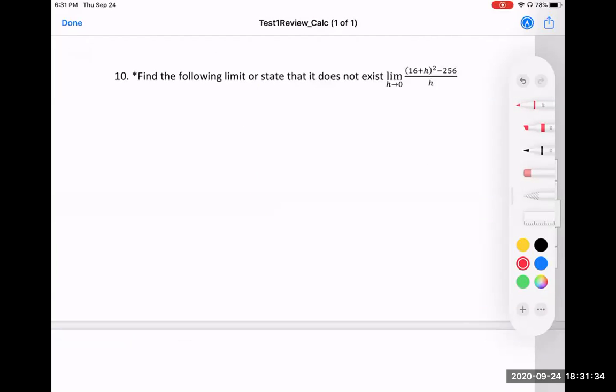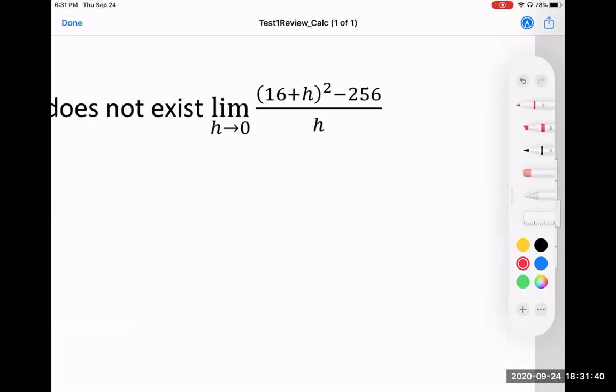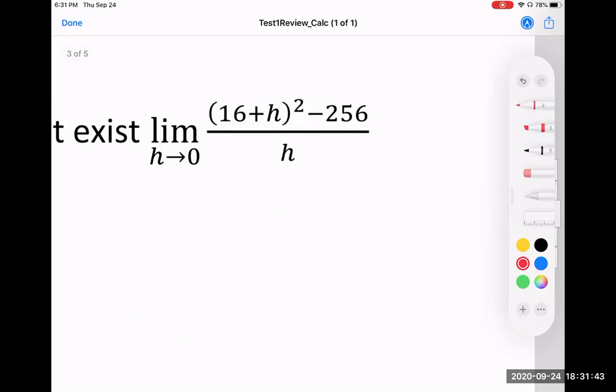All right, number 10. Find the following limit or state that it does not exist. All right, so this limit at 0, our problem is that if I just blankly plug in 0, it creates an undefined situation. And that's where we have to be clever and try to work it out. Okay, if it doesn't work out straight off the bat, try factoring. Let's see where that gets us.